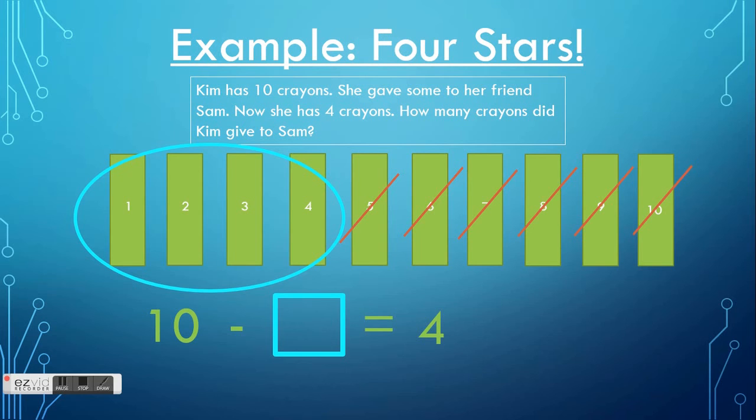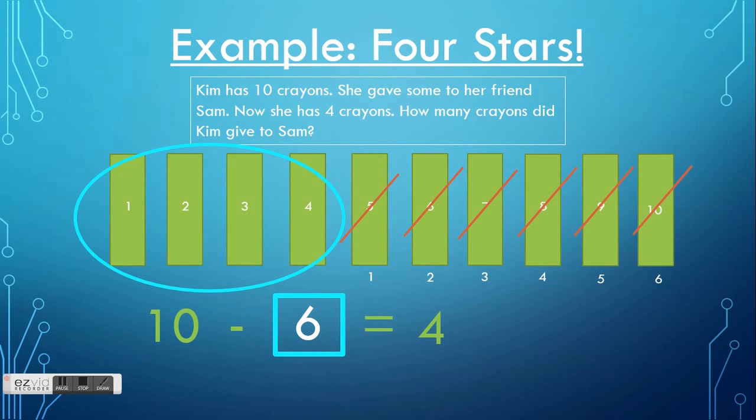Now last, to figure out our answer, we might say, oh, the answer is 4, but look where the box is. We already have the 4 after the equal sign right here. But this box is empty. That's what we need to know. So let's count what we gave away to Sam. 1, 2, 3, 4, 5, 6. So we know we proved with our picture that she gave away 6 crayons to Sam.